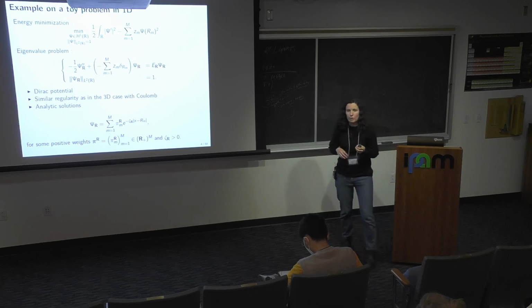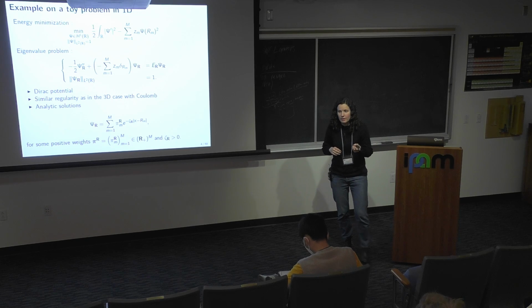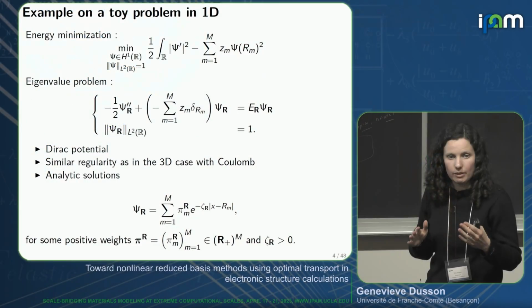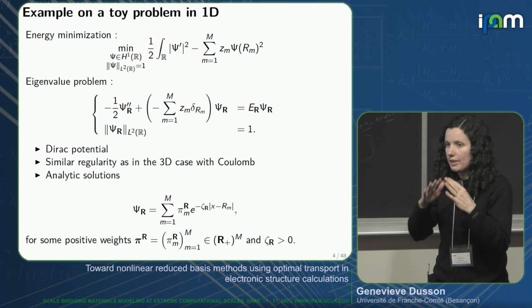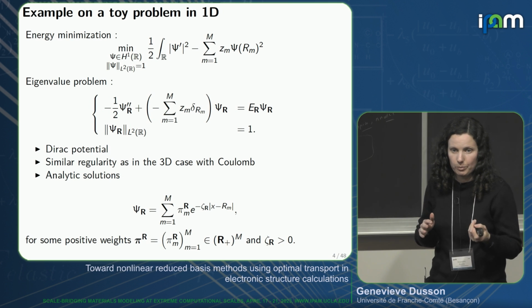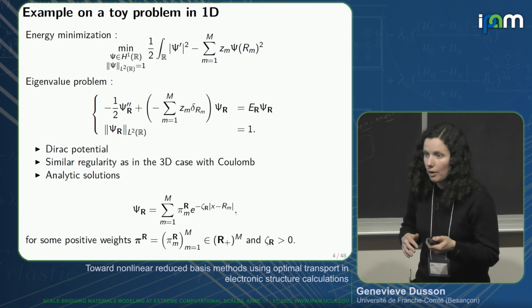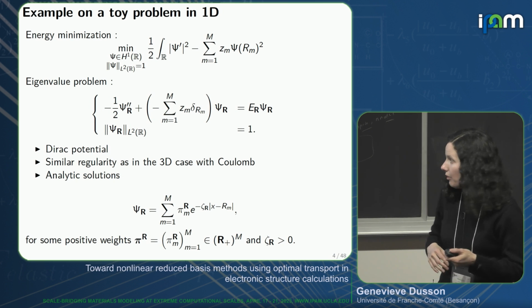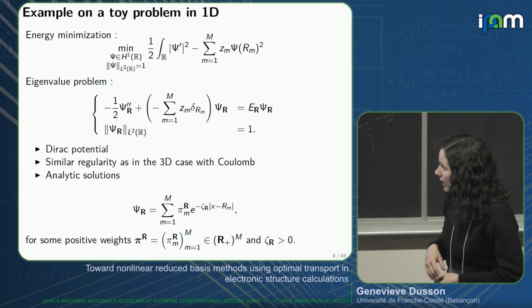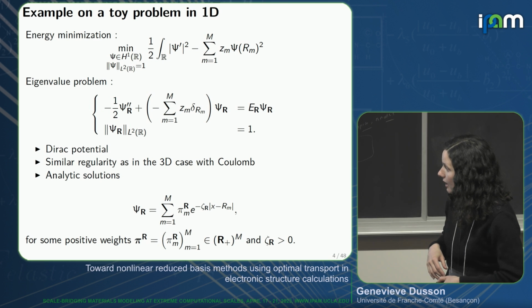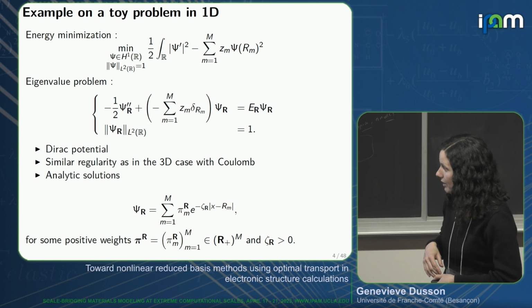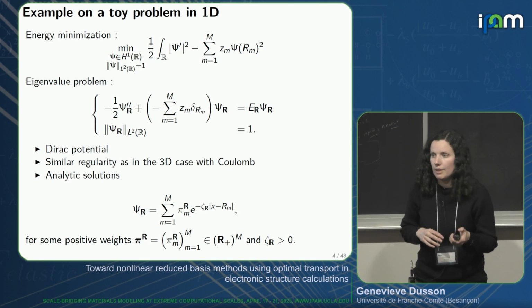The reason why we chose this particular potential is that the solutions of this eigenvalue problem have the same regularity as you would get in 3D with Coulomb potential. And also, we know analytic solutions for this equation. The lowest lying eigenvector in this case is a linear combination of Slater functions centered at the nuclei positions and with some coefficients, which can be easily computed.